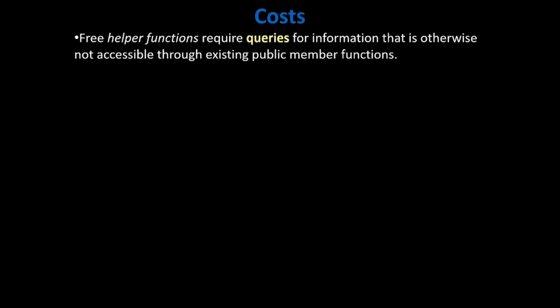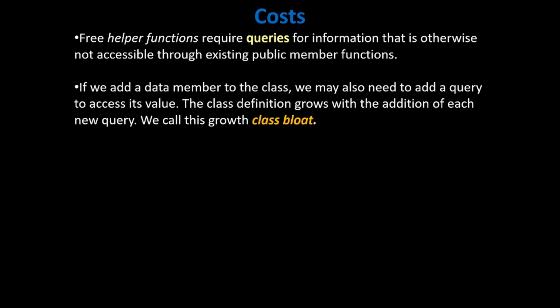So there's a cost to this. Free helper functions require queries for information that is otherwise not accessible through existing public member functions. So when we looked at the Visual Studio Code, I mentioned that there were two get functions. Those are our query functions, and those were implemented inside the class. So our function was calling those two queries, which in this particular case is quite beneficial to us.